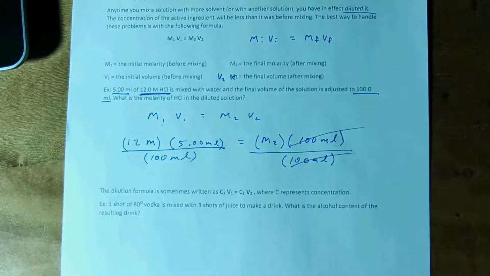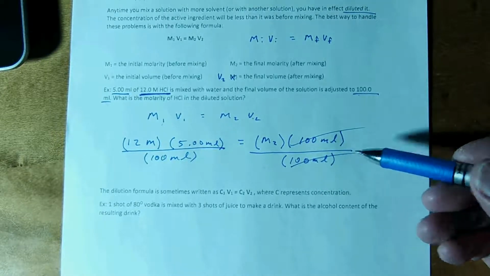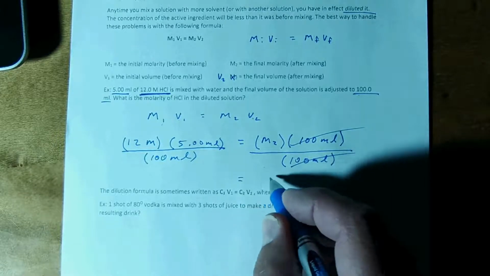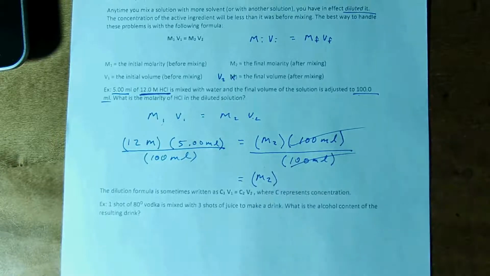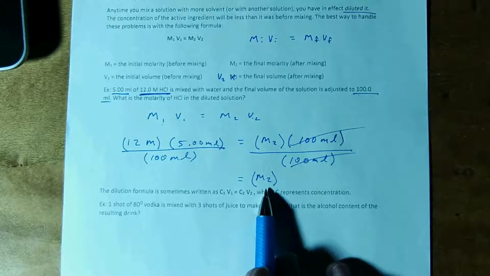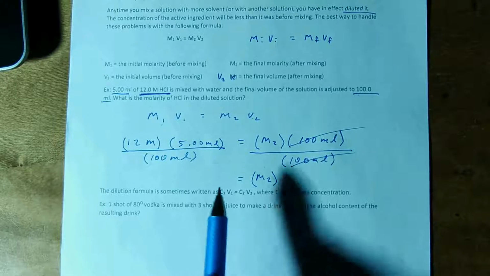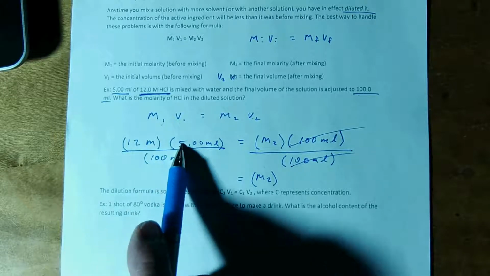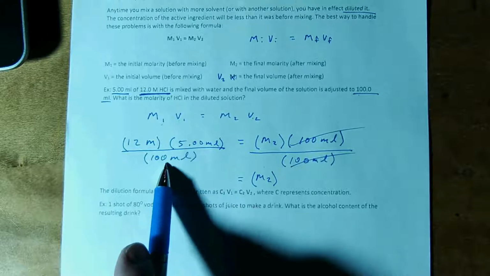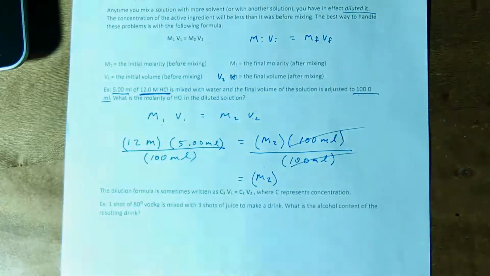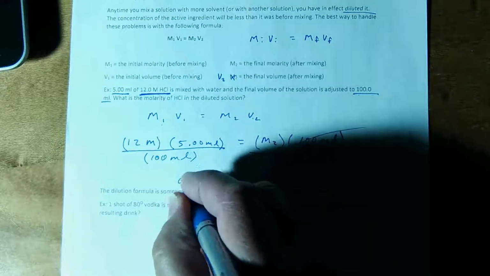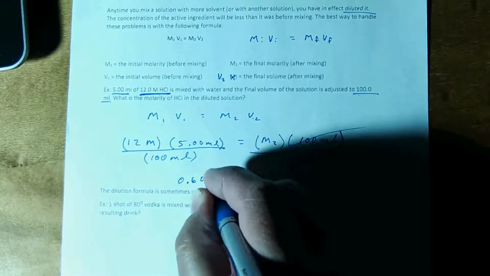Hey, that part cancels out. That's the whole reason we divided by the 100 mil. So at this point, M2, the final molarity, is all by itself on one side. We've solved for M2. To get the answer, it would be 12 times 5 divided by 100. After we do that procedure, we take 5 mils of this, dilute it to 100 milliliters, it's going to be 0.60 molar.